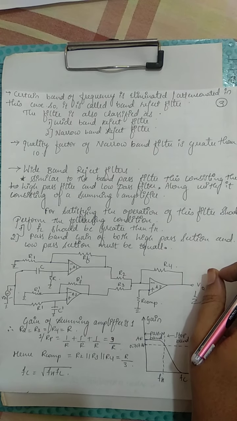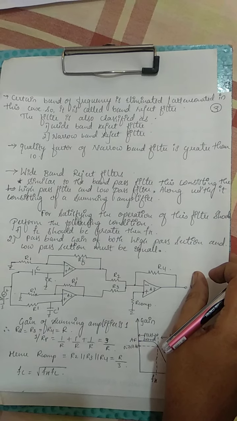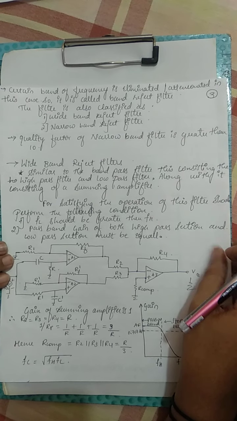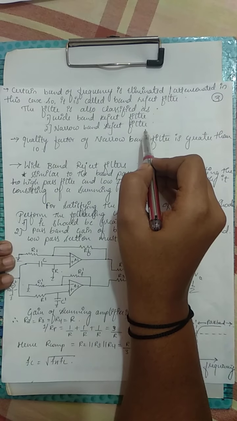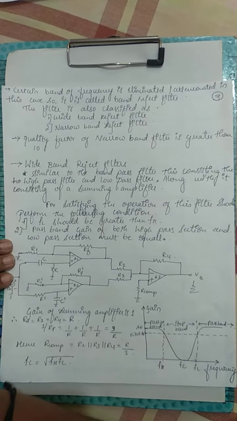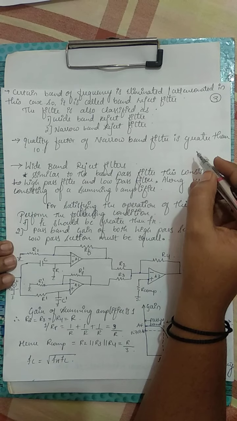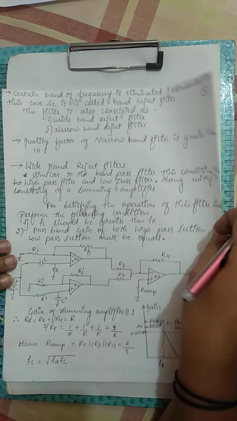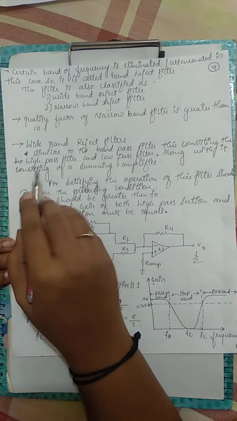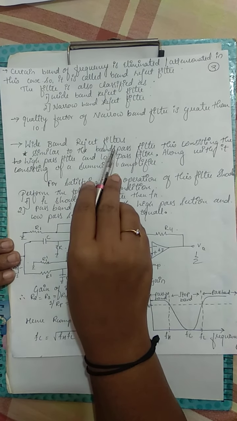So this filter, the band elimination filter, is also classified as a wide band pass reject filter and a narrow band reject filter. The quality factor for the narrow band filter is greater than 10. So let's see the wide band reject filter.